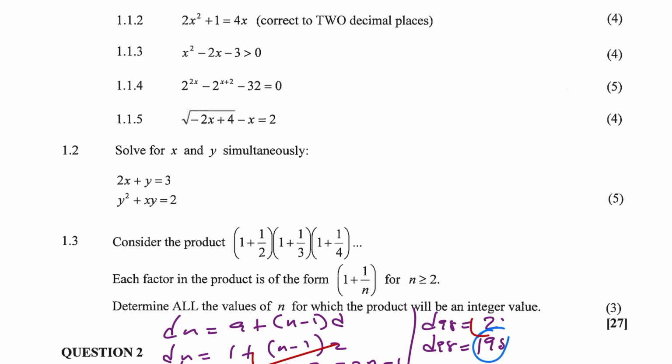You just have to read them, and you get your understanding going, and it's easy to win from there. So they're saying consider a product of sequences, and each factor in the product is of the form 1 plus 1 over n, where n is greater than 2. Then they say determine all values of n for which the product will be an integer value.